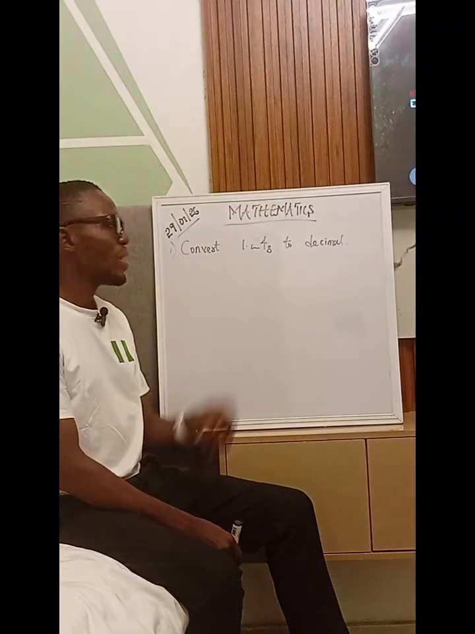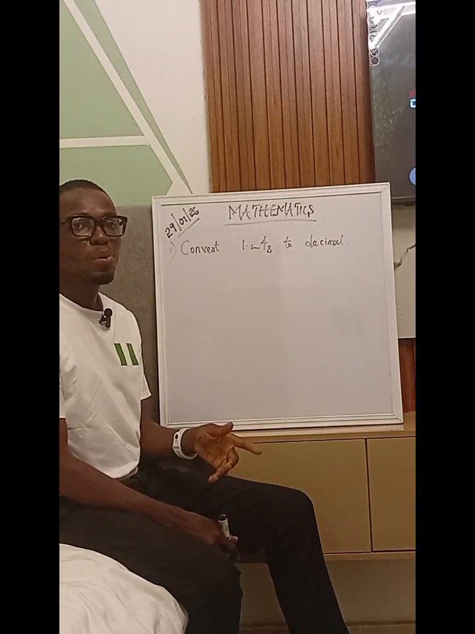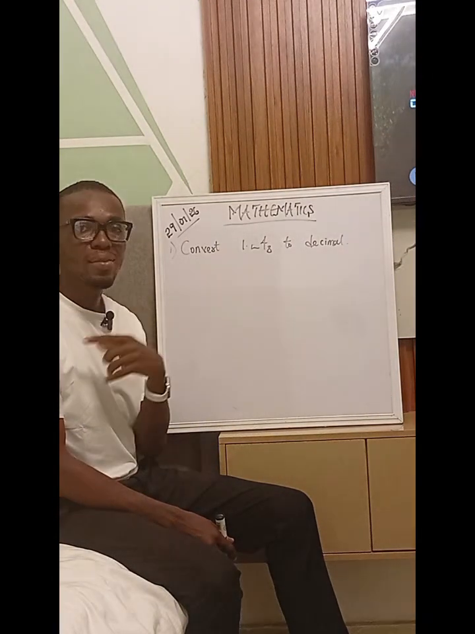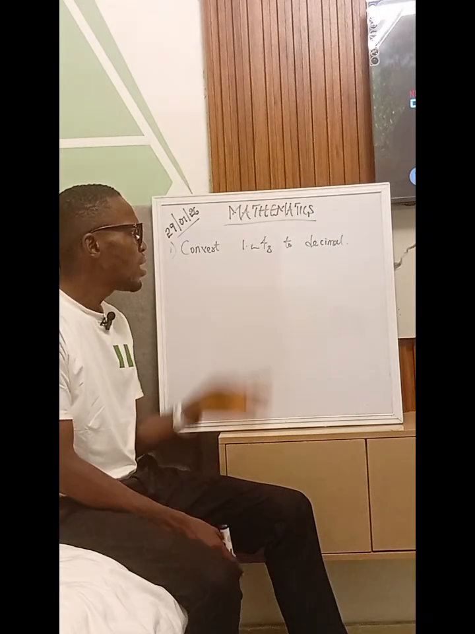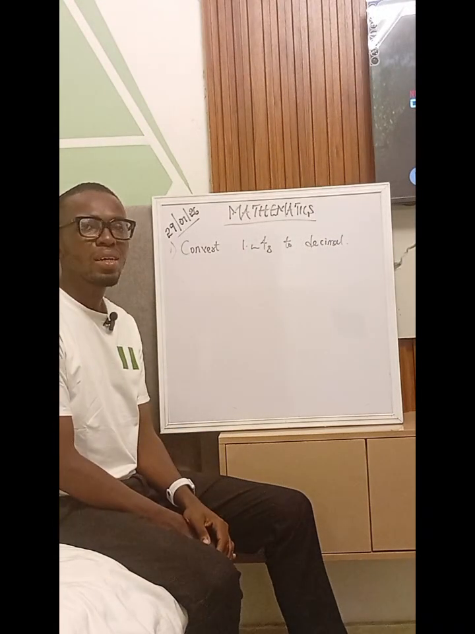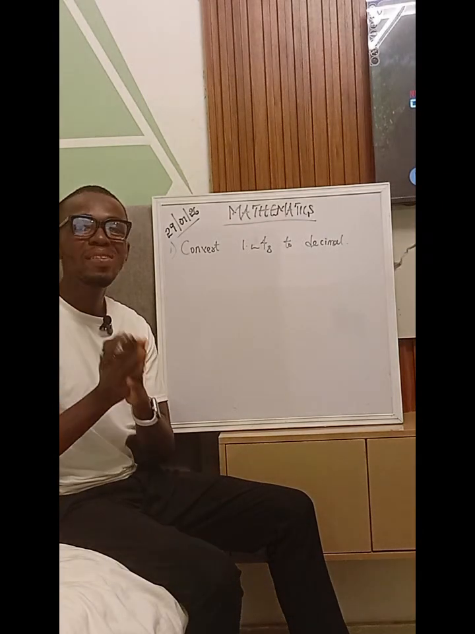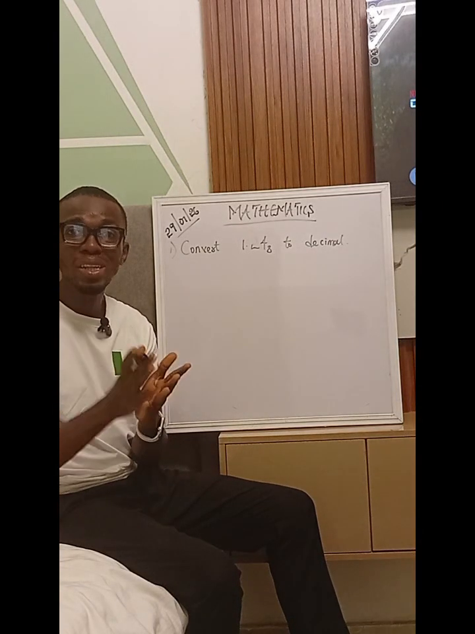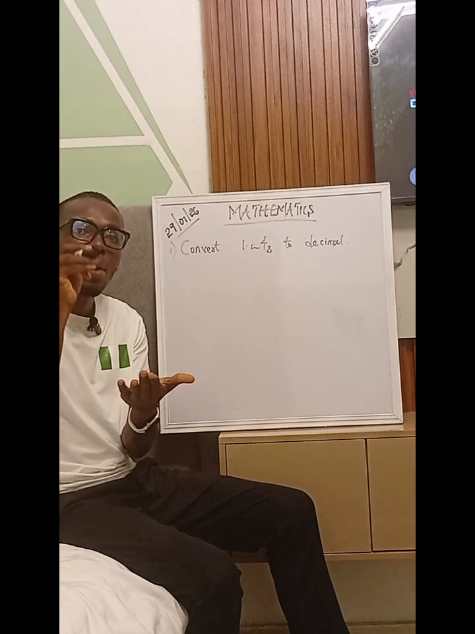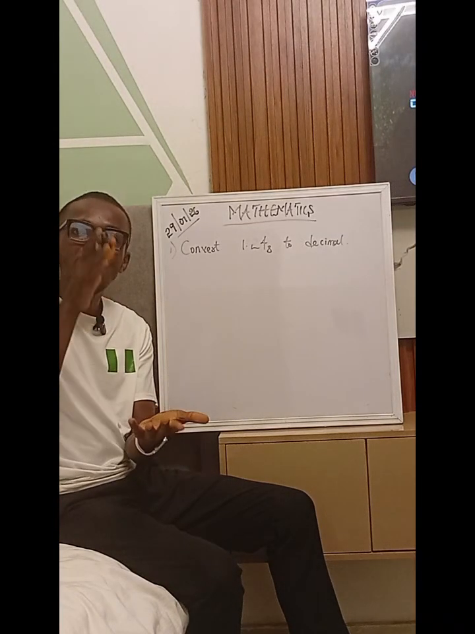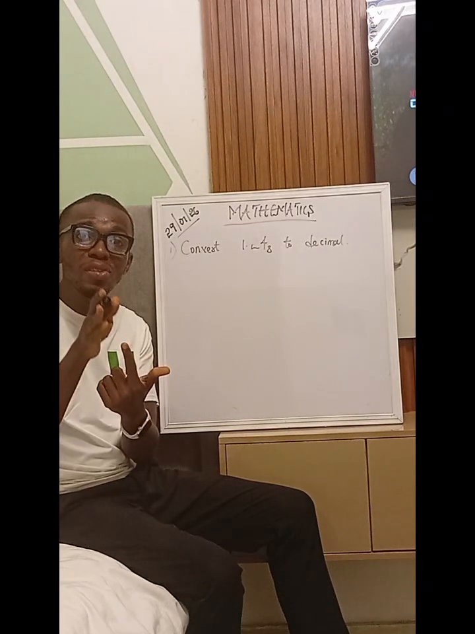The very first question says convert 1.24 base 8 to decimal. So what do we do? There's a point here. Sometimes I've come to notice that people always have this misconception of what decimal is. They just believe that decimal is that point. No, decimal is a number in base 10. So that point you see is just a point.